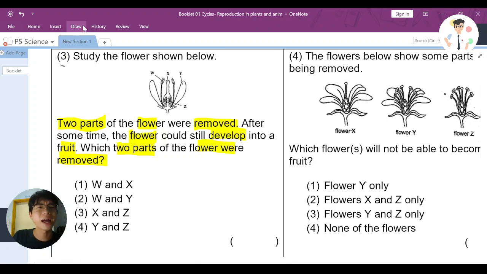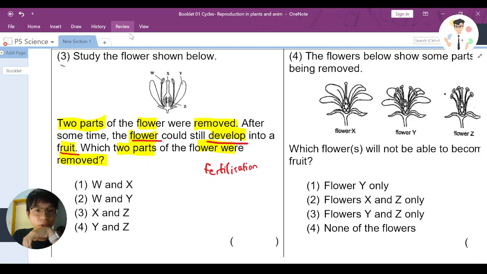So you can somehow guess that these two parts are not important to help the flower develop into fruit. Okay? And in order for the flower to develop into fruit, something should happen, which is what? Fertilization. Okay? So fertilization is where the male and female reproductive cells fuse together, right?